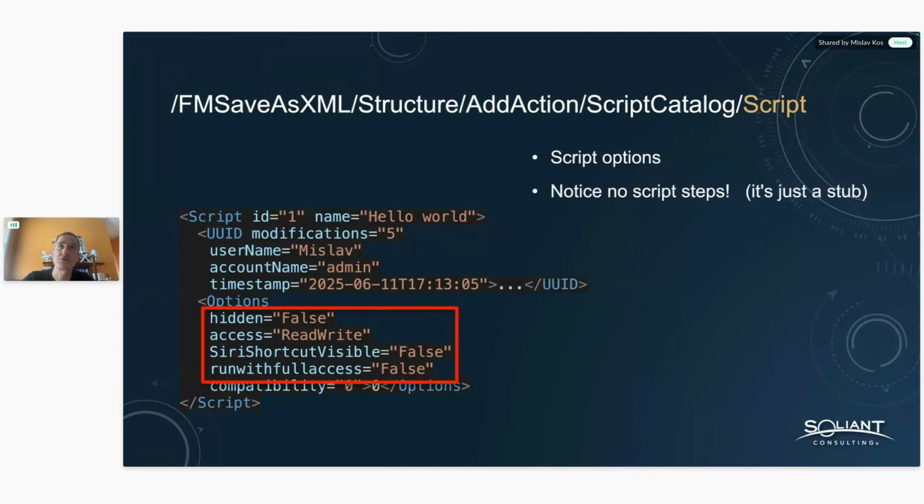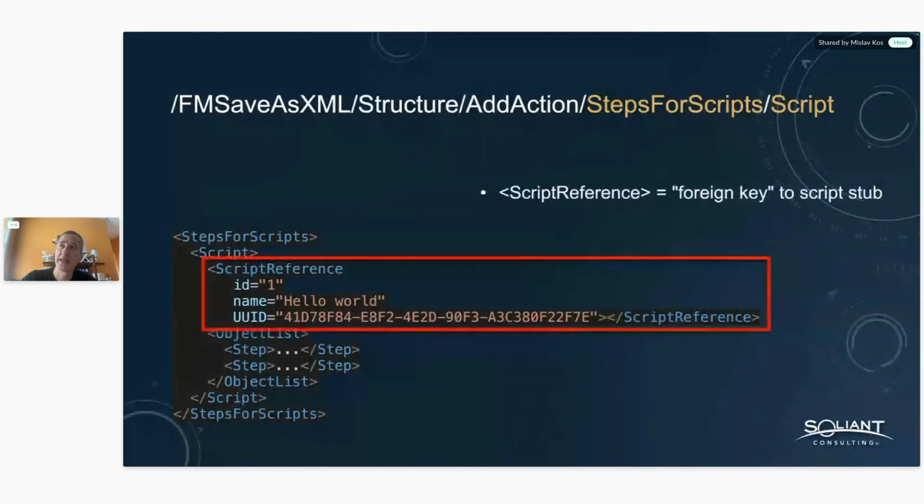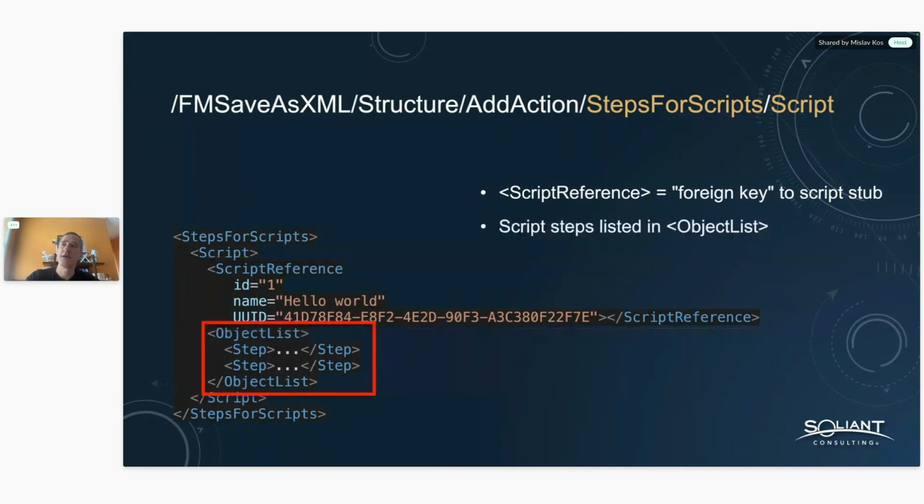If we want to see the script steps, then we have to move from the script catalog into steps for scripts. And that's what we're seeing here. And you'll see that inside of that script tag, now we have a script reference, because essentially we have to tell the tool, hey, these steps belong to this script stub that we mentioned earlier, right? It's kind of like a foreign key. It points you to that stub that exists elsewhere in the file. And then underneath it, we have the individual script steps called out in the XML.